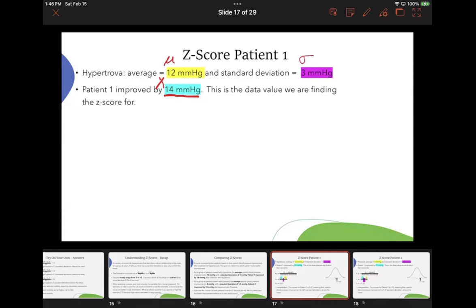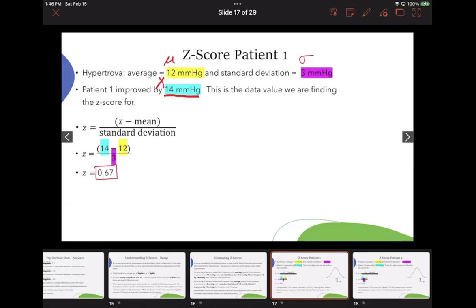Plugging in to the z-score formula, we have x minus the mean divided by the standard deviation. So we're going to be taking 14 minus 12 divided by 3. Now this turns out to be 0.666 repeating, and we're going to round this to 0.67. Okay, so when the decimal does not terminate, we're going to round to 2 decimal places, 0.67.